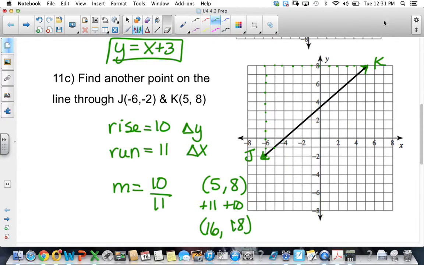Rise 10, and then run 11 would get you to (16, 18). Hope that helps.